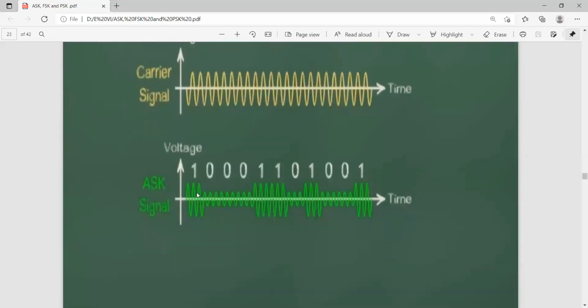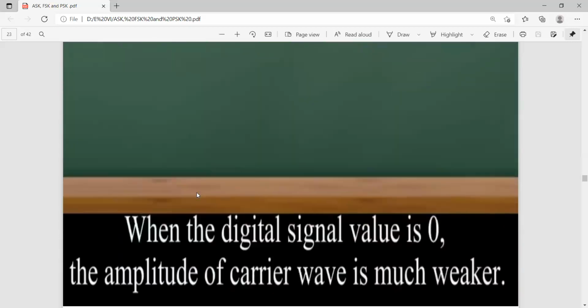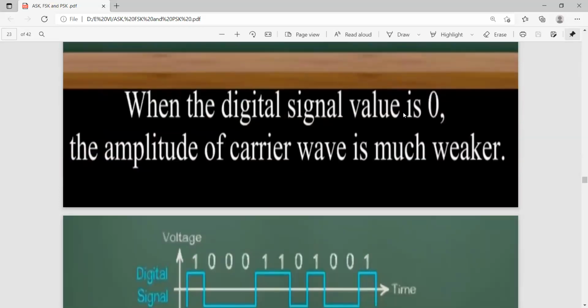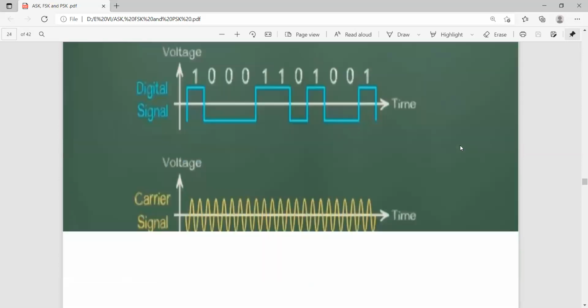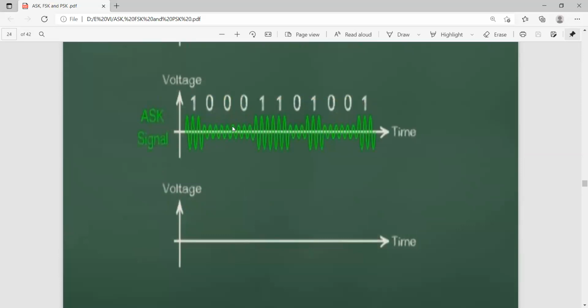Okay, now if it is 0, then what happens? When the digital signal value is 0, the amplitude of the carrier wave is much weaker. Much weaker means it is almost equal to 0. So that is this type of waveform. So this is about amplitude shift keying.